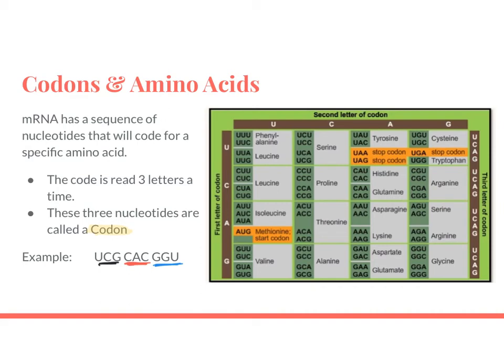And what we're going to do, we want to first start with U. So I know that U is right on the top. So I know that I am within this first area. All right, so I'm in the first row. Next, I'm going to look at C. So I find the second letter of the codon is C. So I'm in the first row, second box.